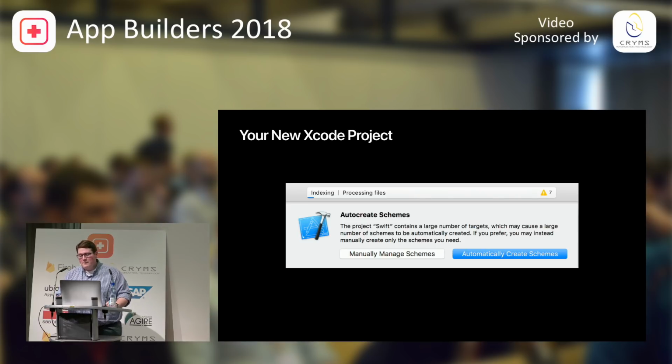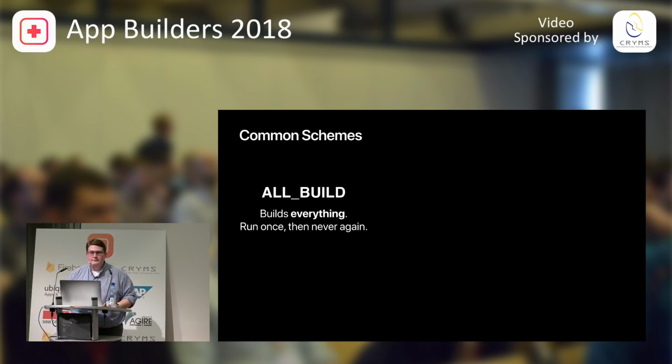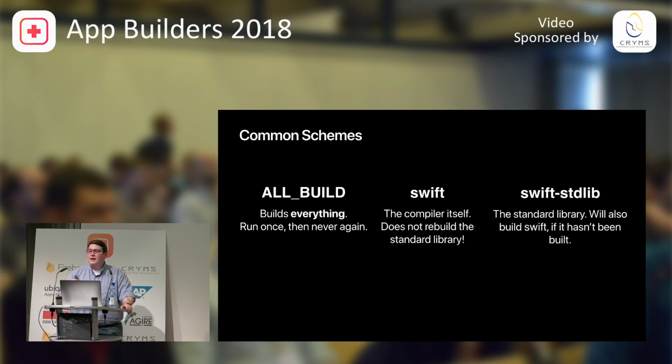In contrast, manually specifying schemes lets you pick the 3 most important targets. All build does what it says. It builds everything. This is a standard CMake target, which is just the top level target that builds everything. You'll want to run this one time to get everything built, and then never again. Because subsequent builds, you'll want to build either Swift, the compiler itself, or the standard library.